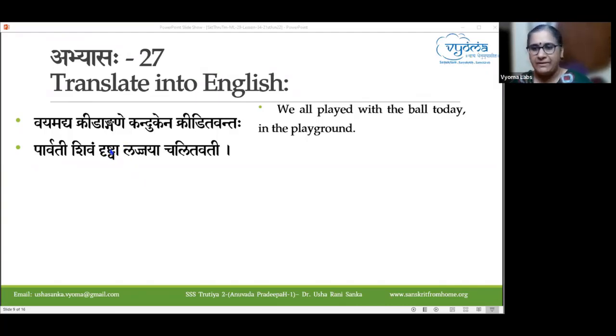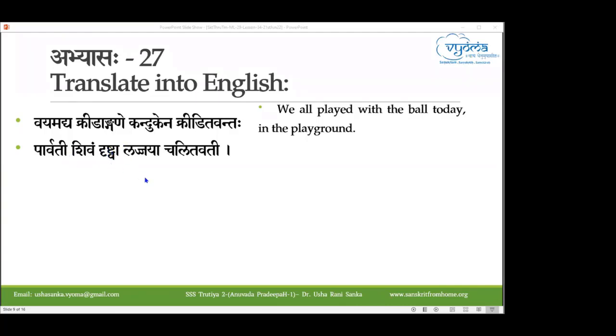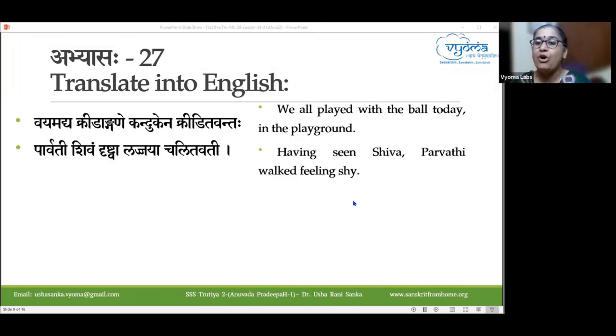So Drishtva, having seen Shiva, moved away. Walked away. Move is okay. Parvati moved. Having seen Shiva, Parvati walked, feeling shy. Okay. Nice.